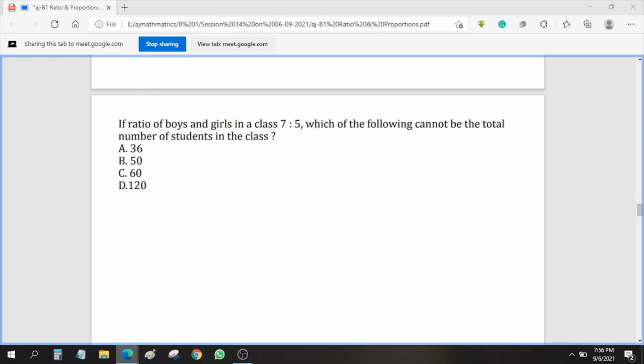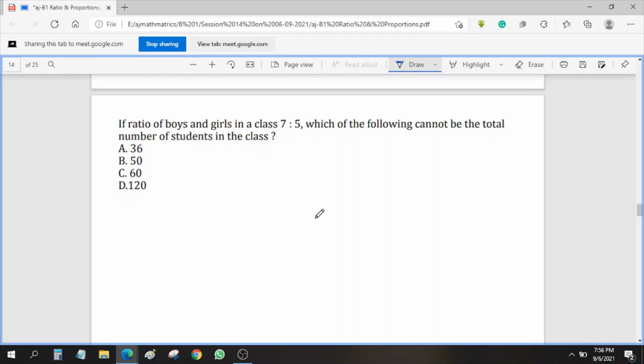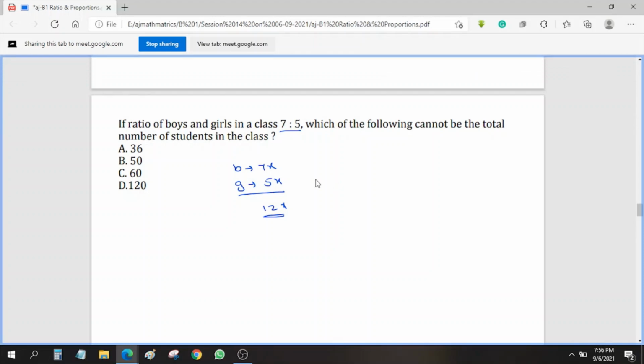Yes, fine. So the ratio of boys and girls in the class is 7 is to 5. The number of boys are 7x, the number of girls are 5x. The total number of students will be what? 12x. So if you take x equals 1, the number of boys and girls is 12. If you take x equal to 2, the answer must be what? 24. Which means the answer for the question should be divisible by 12.